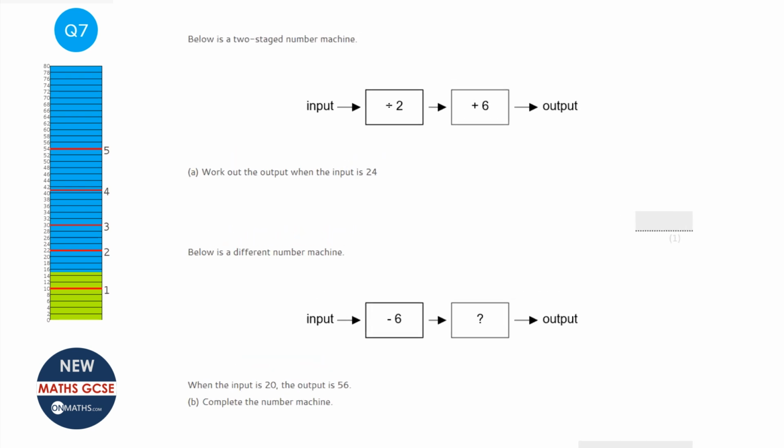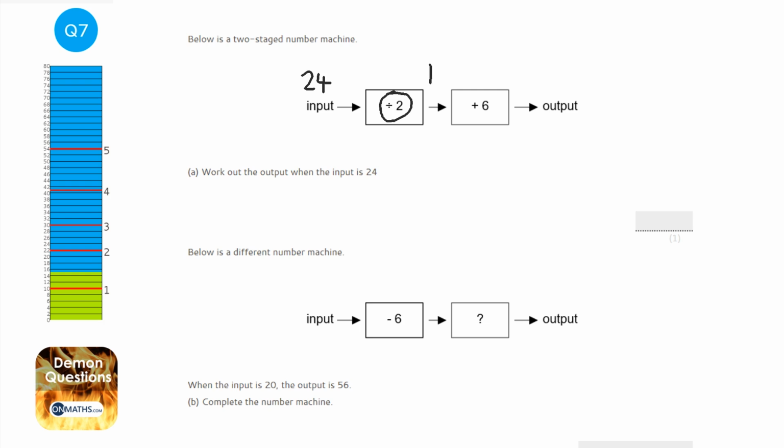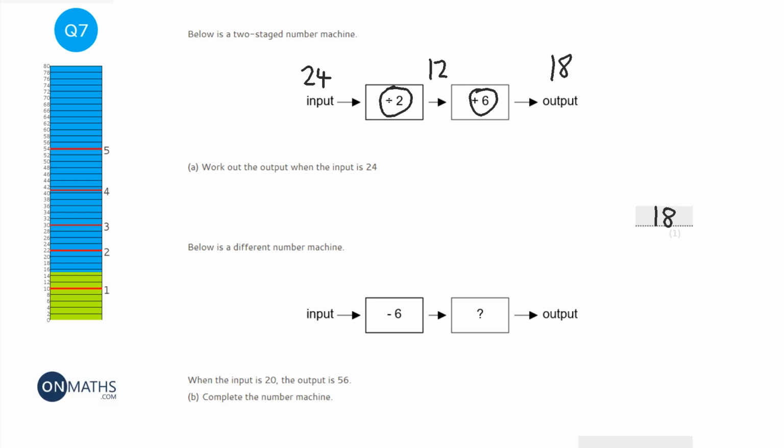So we're given function machines for this question. And it says, what is the output when the input's 24? So the input's 24, and the first thing that's going to happen to it is it's going to divide by 2, so we're going to halve it. So that's going to make it 12. Then it says we're going to add 6. So when we add 6 to 12, we get 18. So the output is 18.